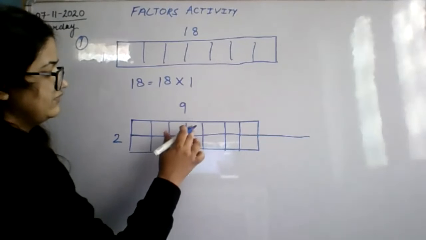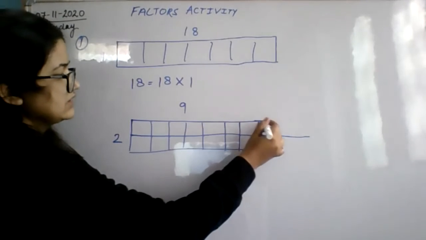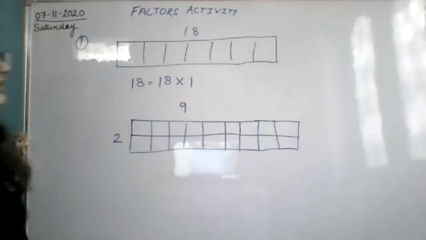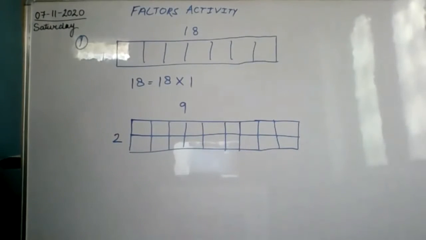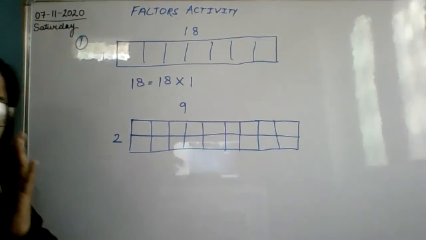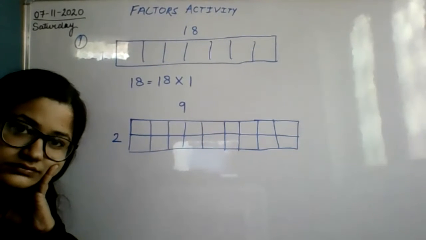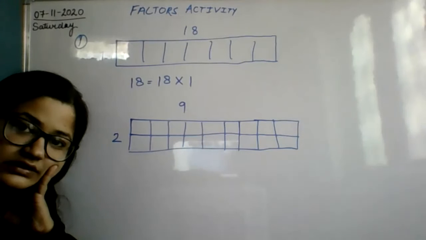Ma'am, how can I stick? 4, 5, 6, 7, 8 and 9. Like this. Ma'am, now it's also not coming. I will just cut this strip. And ma'am, can I write above it?